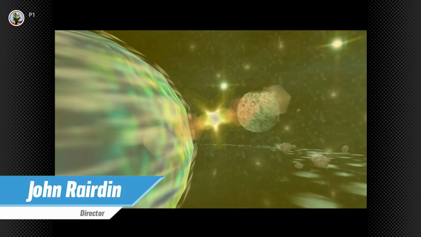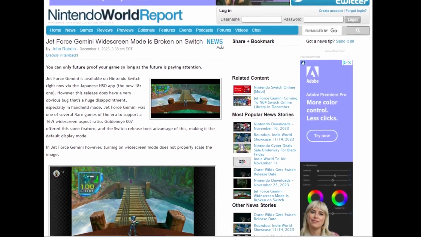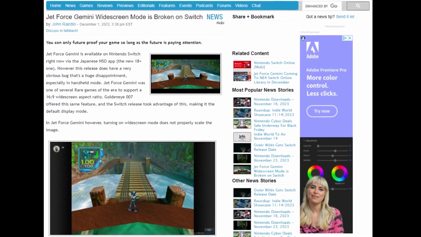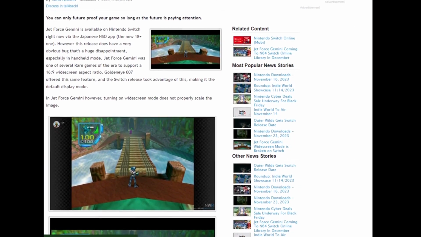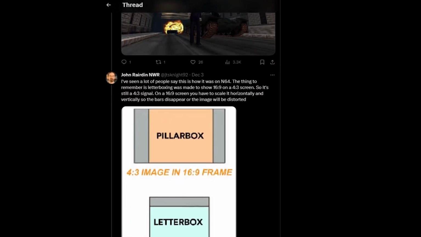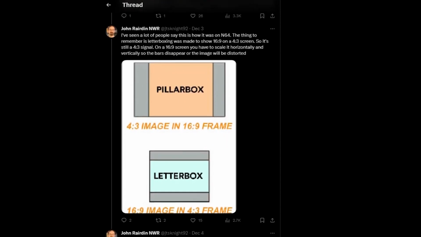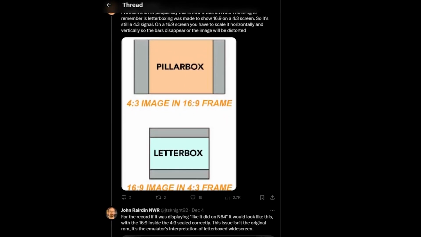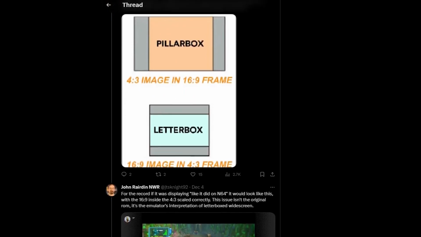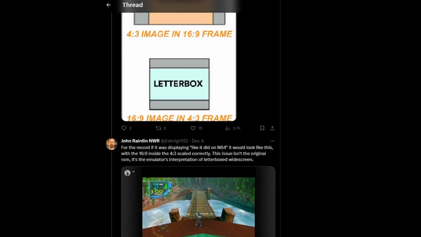A little while back when Force Gemini hit the Japanese NSO app, I posted a story on NintendoWorldReport.com along with a series of tweets discussing how the aspect ratio when playing in widescreen was scaled incorrectly. Quite a few sites, including Eurogamer and Nintendo Life, picked up the story as well, so thanks for that, fellas. And that resulted in a lot of people reaching out to me to either clarify how widescreen worked on the Nintendo 64 or to just straight up insist that I was wrong.